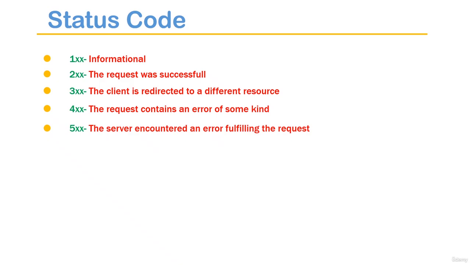Status code. Each HTTP response message must contain a status code in the first line, indicating the result of the request. The status codes fall into 5 groups according to the code's first digit. The first digit 1 is for informational. The second, 2, means the request was successful. 3 means the client is redirected to a different resource. The fourth one, 4, means the request contains an error of some kind. And the fifth one, 5, means the server encountered an error fulfilling the request.